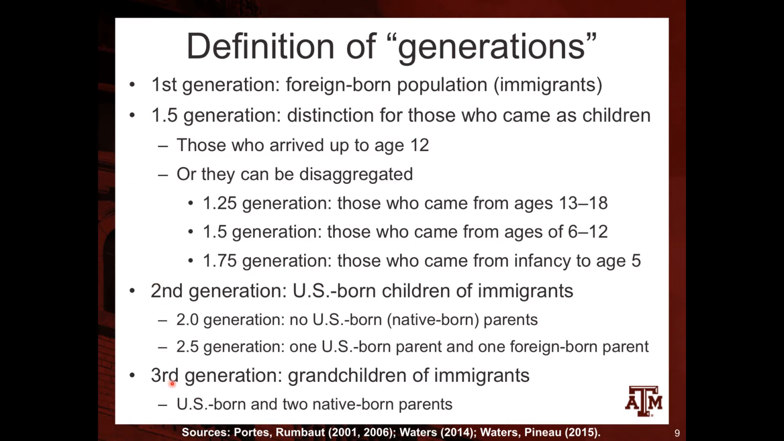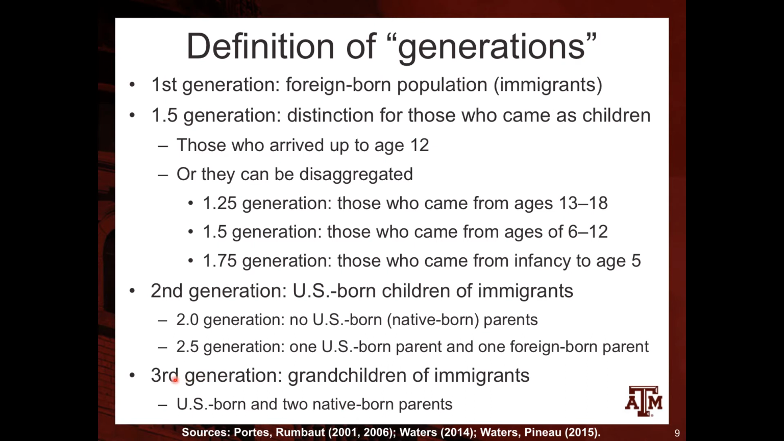And finally, third generation are grandchildren of immigrants. They are U.S. born, and they have two native born parents. So these are the people that are born in the U.S. and their parents also were born in the U.S. U.S. born and native born mean the same thing in this case. So these people were born in the U.S., and both of their parents were also born in the U.S. So they are third generation.